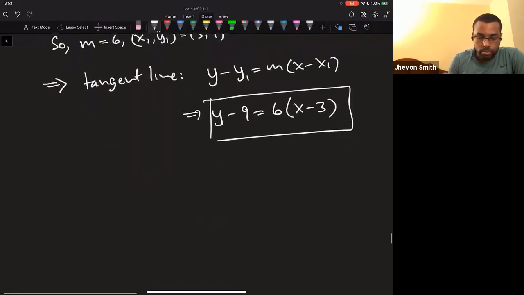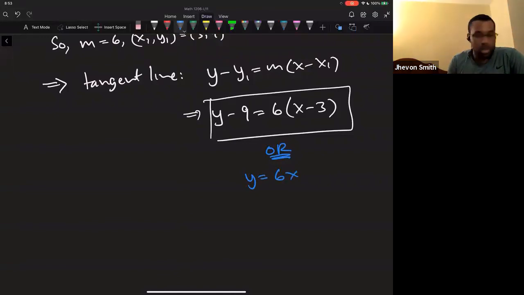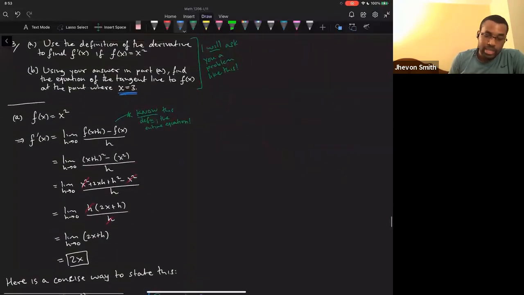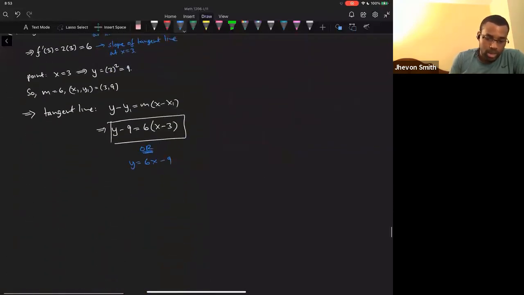I guess, or if I don't say you have to do this, you don't have to do it. You can rewrite it in y equals mx plus b form. So that'll be 6x, 3 times 6 is 18, plus 6x minus 9. Yeah. So that's the equation of the tangent line. And that's how I can find the derivative by definition.